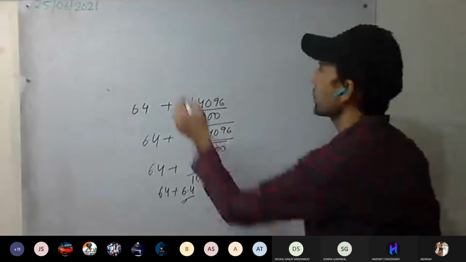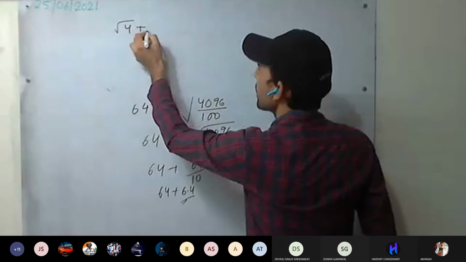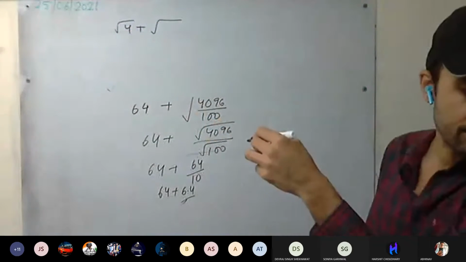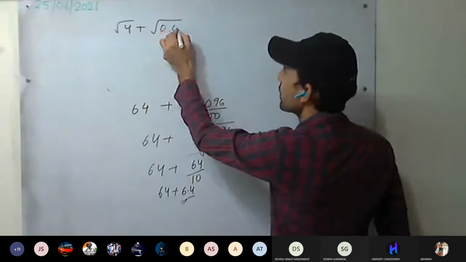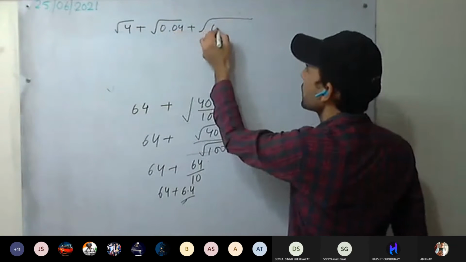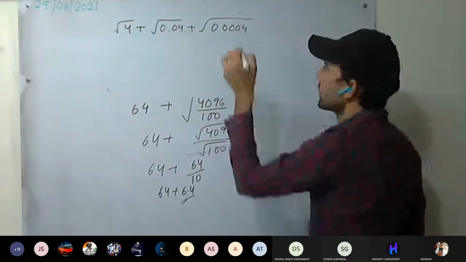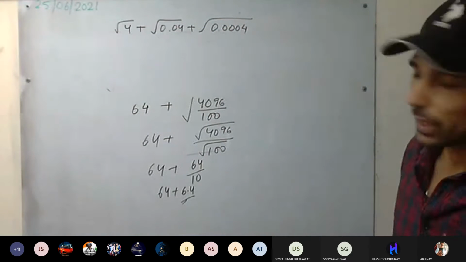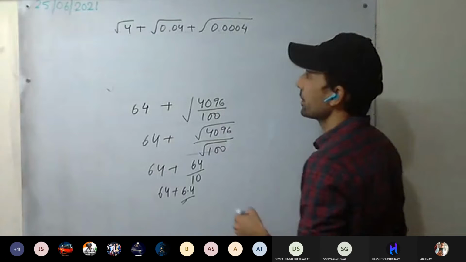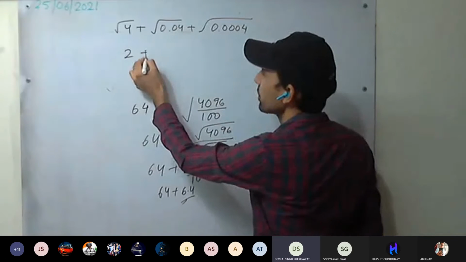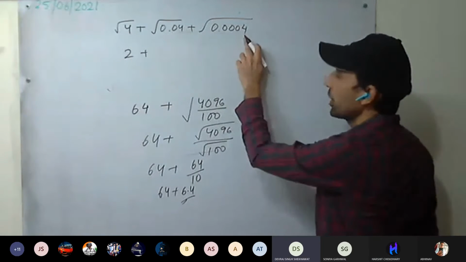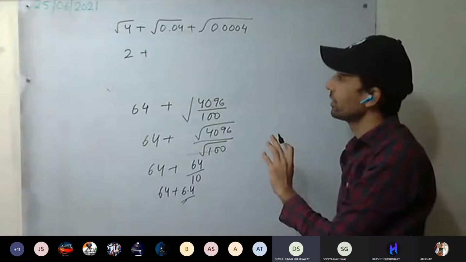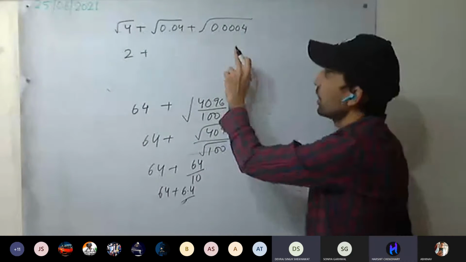It is root 4 plus root of 0.04 plus root of 0.0004. This one. Okay. How to calculate? Root of 4 is 2. Yes, sir. It's 0.2. 0.02. And 0.2. 0.02.